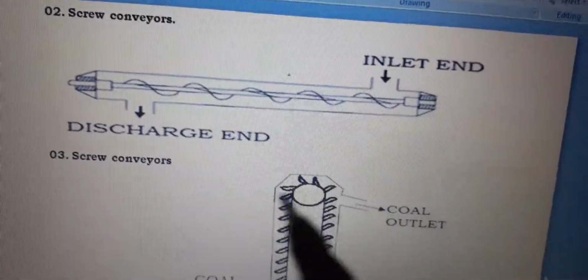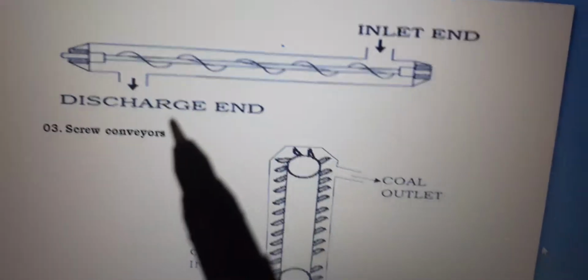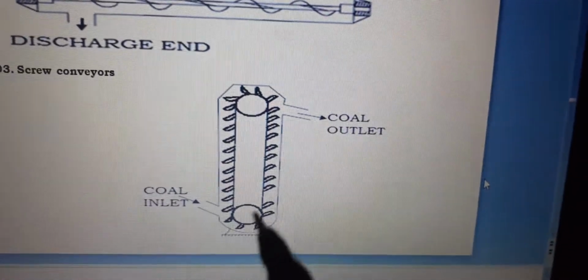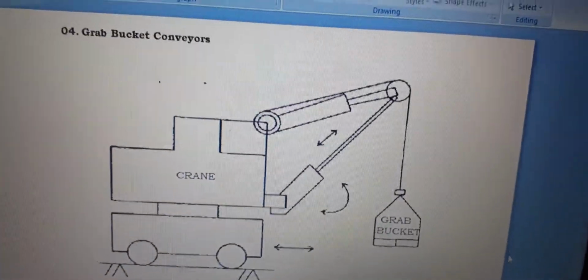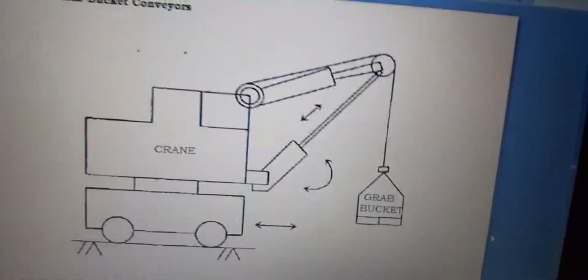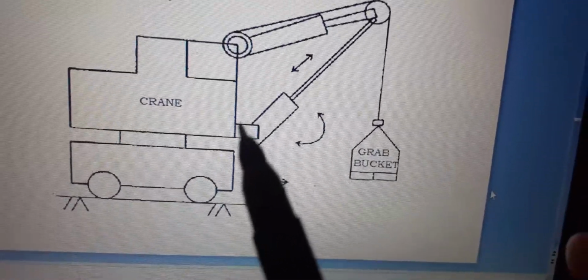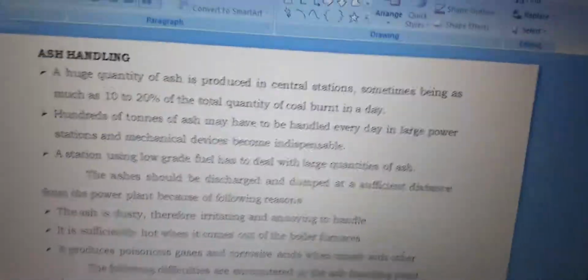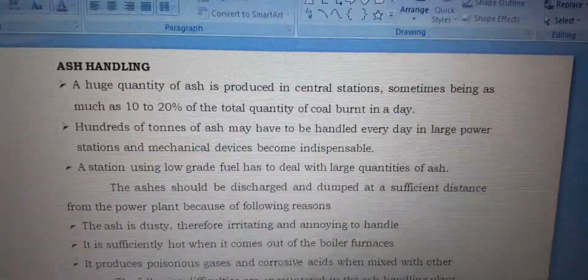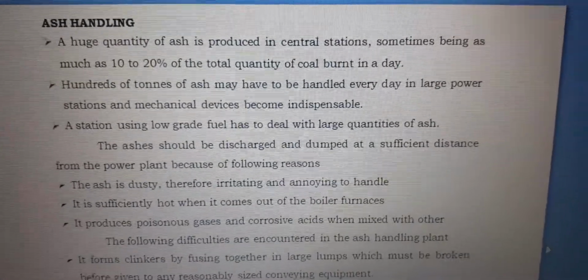And screw conveyors. This is the inlet end and this is the discharge end. You can see the coal inlet and coal outlet here. Grab bucket conveyors: you can grab the coal and it is fed, and the crane carries or transfers it. Ash handling.